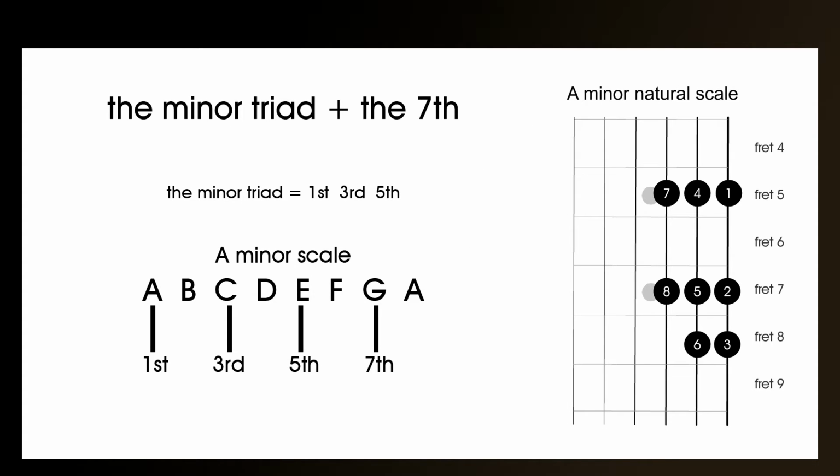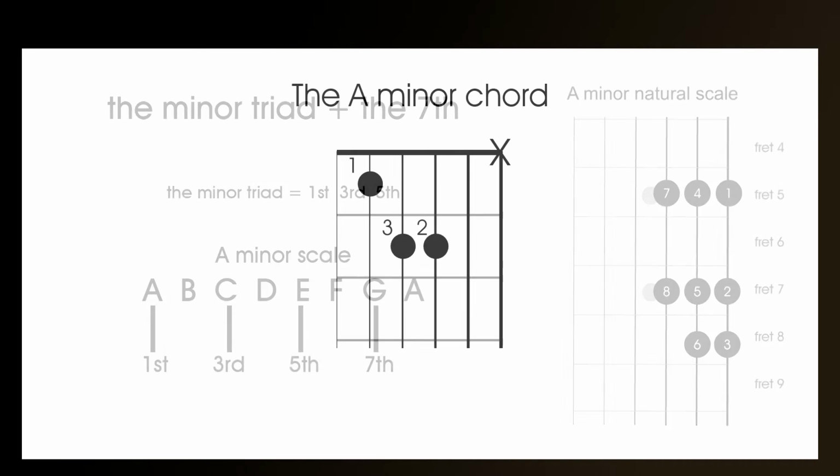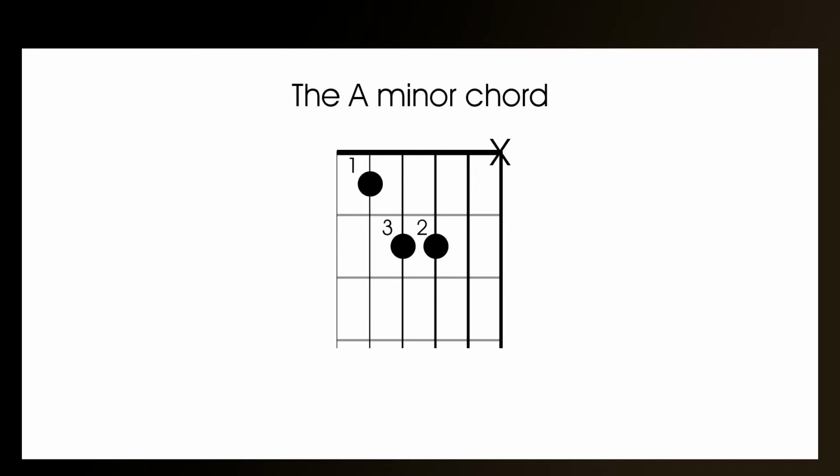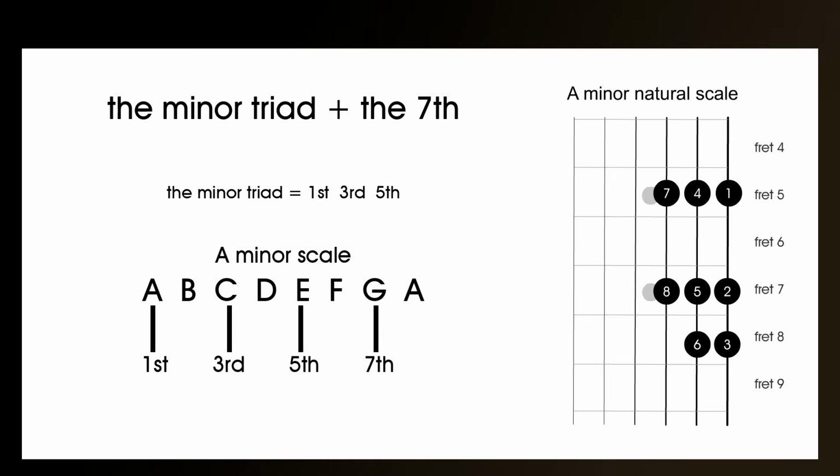And to find the minor seventh chord, we use exactly the same principle as we did to find the major seventh chord, but using the minor scale. So the first thing we need to do is either find an A minor chord or find the triad of the A minor chord, which again is the 1st, 3rd and 5th note of the natural minor scale.